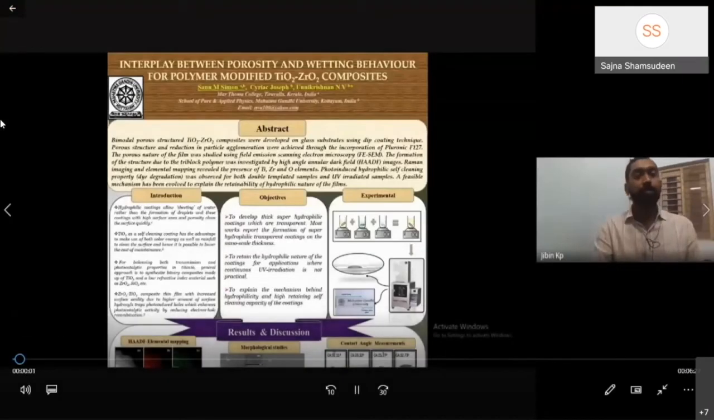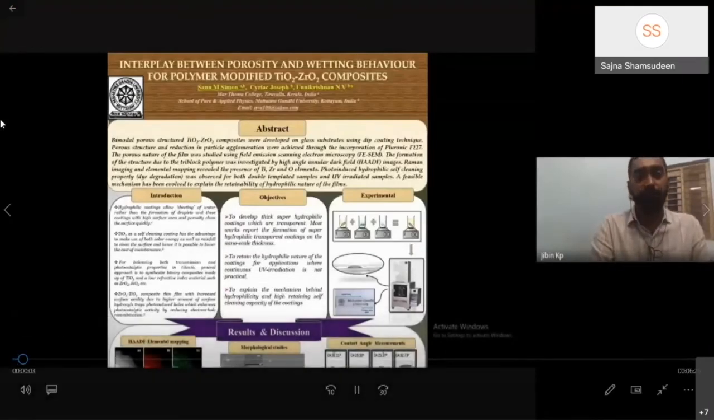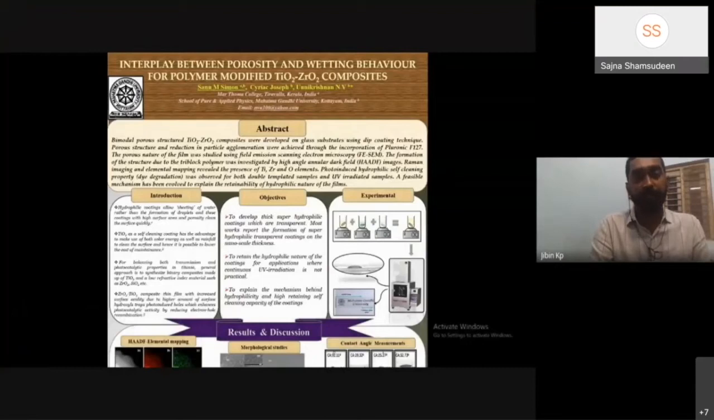Good morning. I am Dr. Sanu Matthew Simon from Marthoma College, Tiruvalla, Kerala. Today I'm going to present before you the poster entitled Interplay Between Porosity and Wetting Behavior for Polymer Modified Titanium Zirconia Composites. Titanium, as we know, is very applicable in self-cleaning surfaces for day-to-day life.